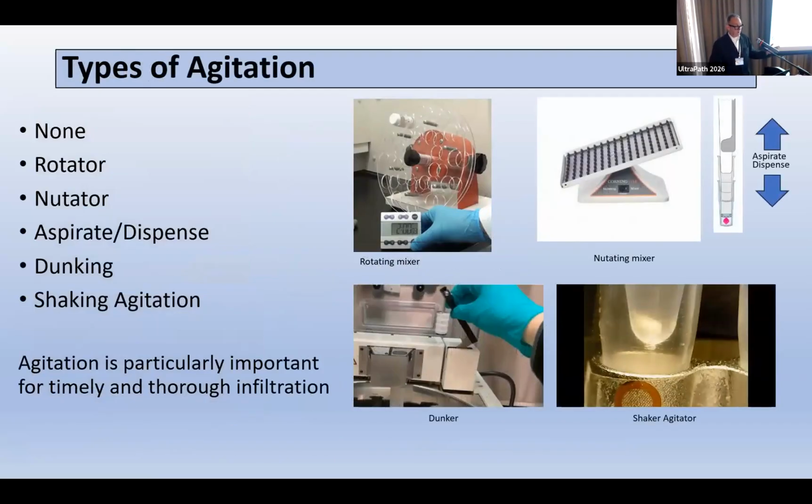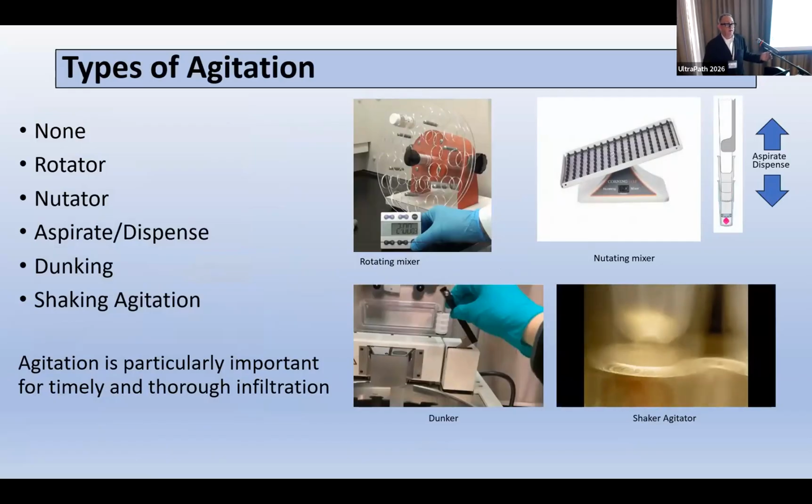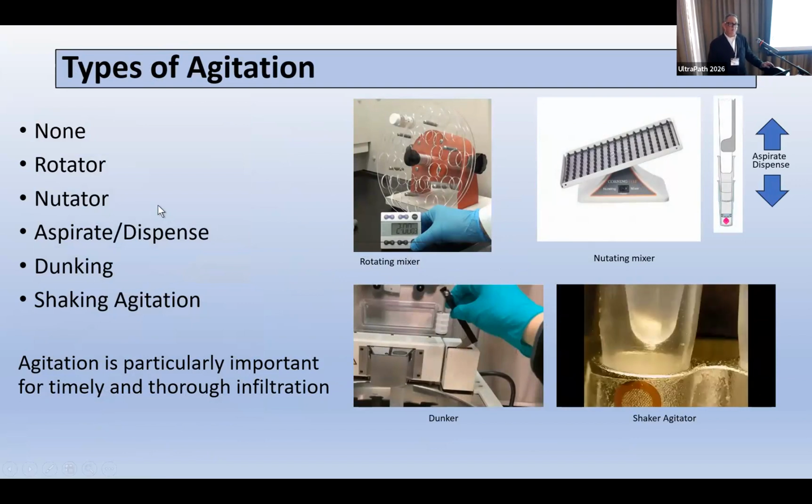Types of agitation. So there's none, which is just setting it in the oven or setting it on the counter, letting your sample sit there. There's a rotator. People often use a rotating mixer, which is this one right here. Can you see that? Yep. A nutator. Before I was doing this talk, I didn't realize that. The table that you can put your sample on that moves around like this is called a nutating mixer.